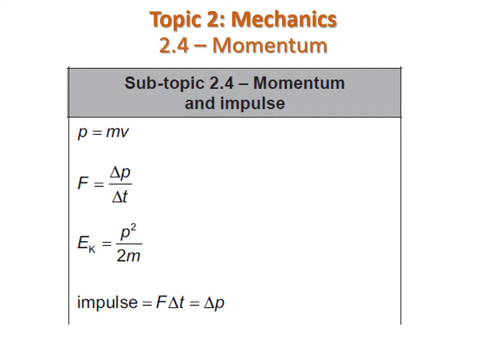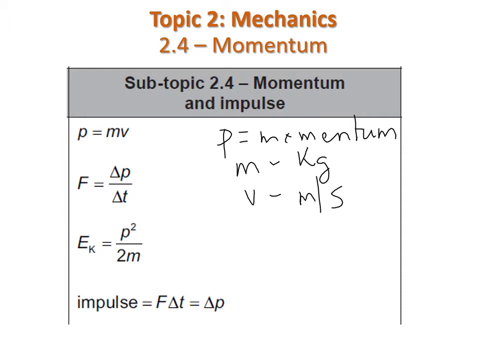Let's define these equations. This is the equation for momentum. The symbol P is momentum. Momentum is a vector. M is mass, in units of kilograms, and V is velocity, in meters per second. So the units for momentum are kilogram times meter times second to the -1, kilogram meter per second. And it is a vector. It has a magnitude and a direction, either positive or negative.